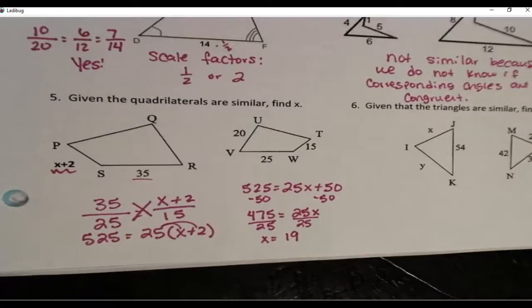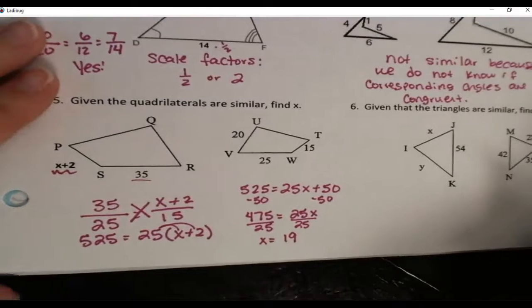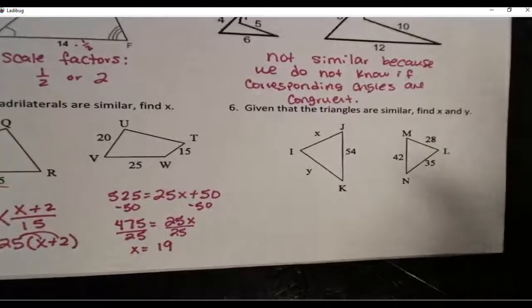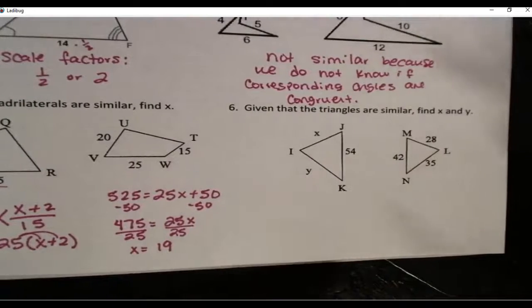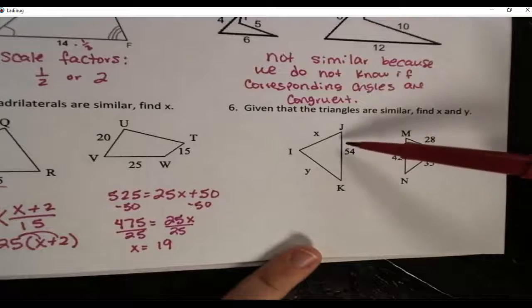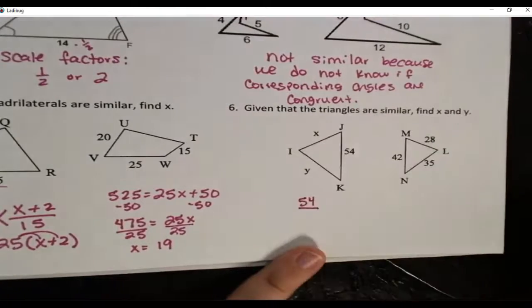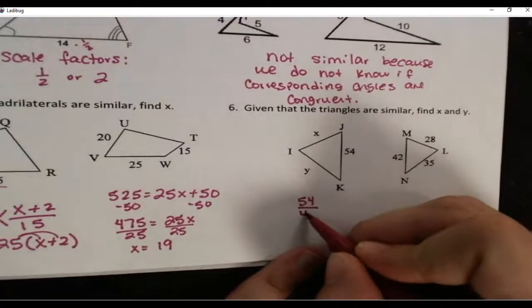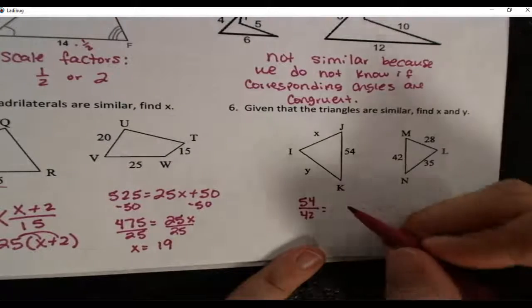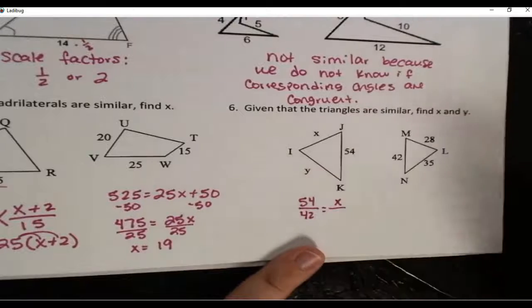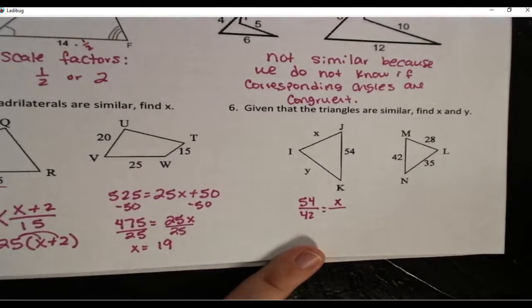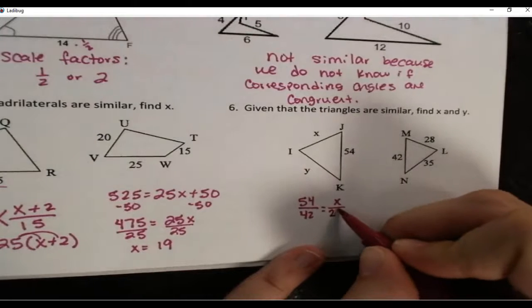Questions? Alright, one more. Let's look at 6. So 6 we want to find x and we want to find y. So again, we'll start with a proportion that we know. So I know this side JK is 54. Which side does it match in the other one? 42. So then we can find the x first if we want to. Which side does the x match? Yeah, I would say the 28.